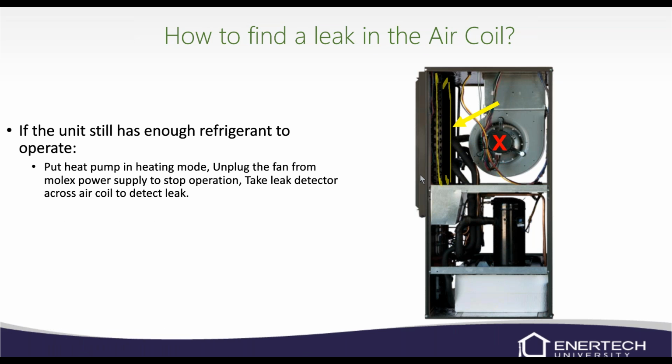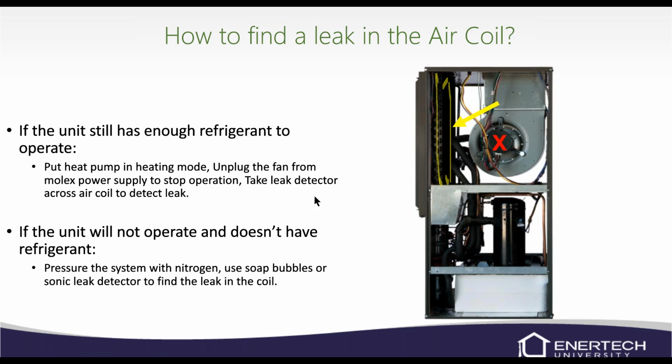But if the unit does operate, basically you're going to do what we did on the source and cooling mode. We're going to run the unit, but we're going to disconnect the blower motor, and we're going to build that pressure on the discharge in heating, and take your leak detector in the cabinet and see if you can get any leakage across there. If it doesn't have any refrigerant, again, pressurize it up with nitrogen, and then you can use soap bubbles. I will say soap bubbles do not work very well on the microchannel air coil.